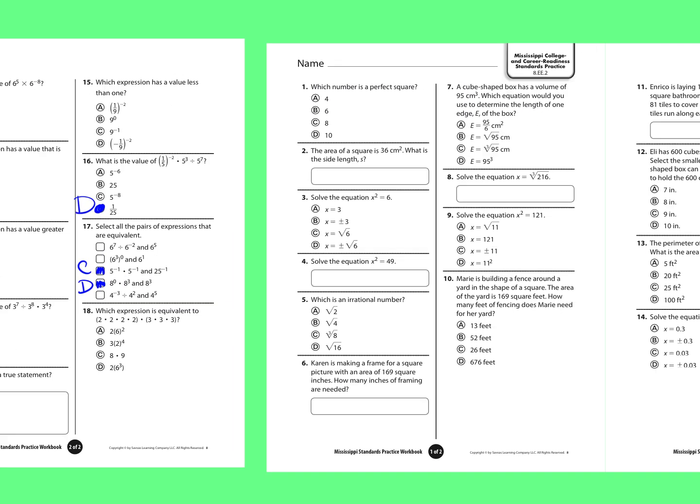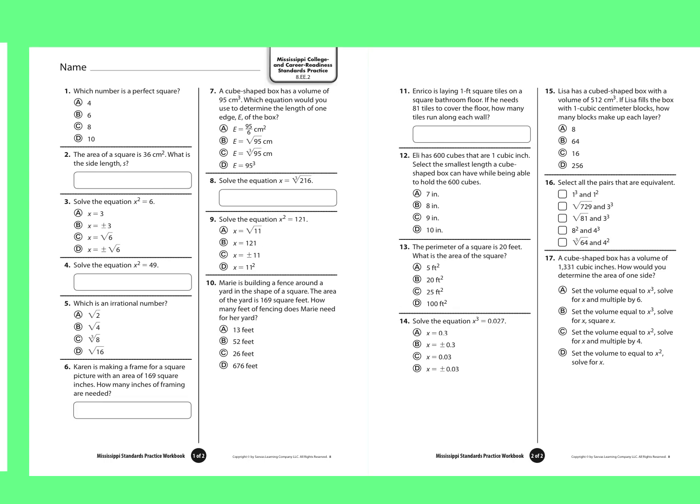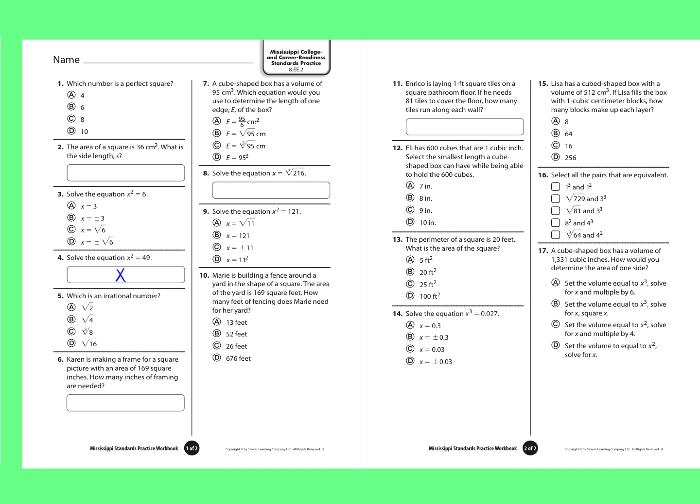Looking over at EE2, number 4, x is equal to positive or negative 7. Number 5 is choice A. Number 8, x is equal to 6. And number 13 is choice C.